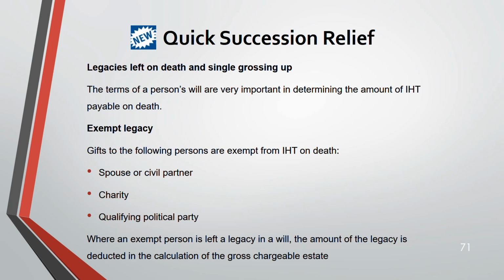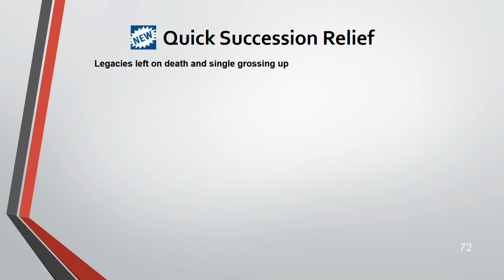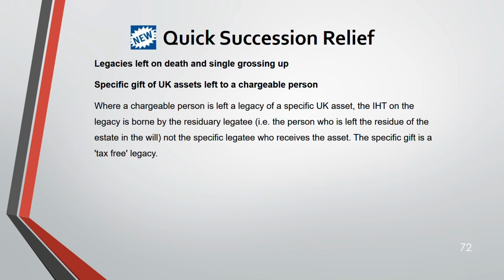Where an exempt person is left a legacy in a will, the amount of the legacy is deducted in the calculation of the gross chargeable estate. This we know. We have done questions. Now, a specific gift of UK assets left to a chargeable person: the IHT on the legacy is borne by the residuary legatee, the person who is left the residue of the estate, not the specific legatee who receives the asset. This you have to remember. It is the residue of the estate that bears the IHT.